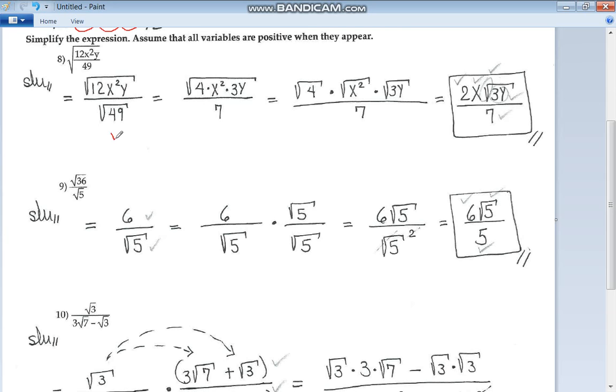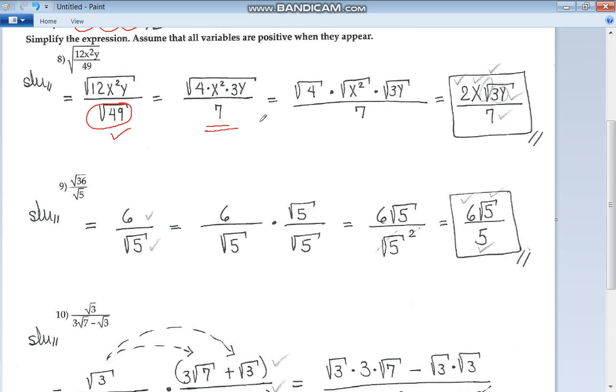First thing we're going to do is use the rule that says we can bust up a fraction with a radical on the top and on the bottom. So this is the square root of the top over the square root of the bottom. But that's equal to, well, the bottom's easy. That's a square root of a perfect square. The square root of 49 is a number whose square equals 49.